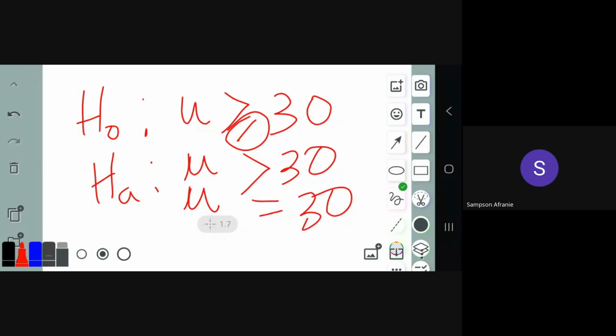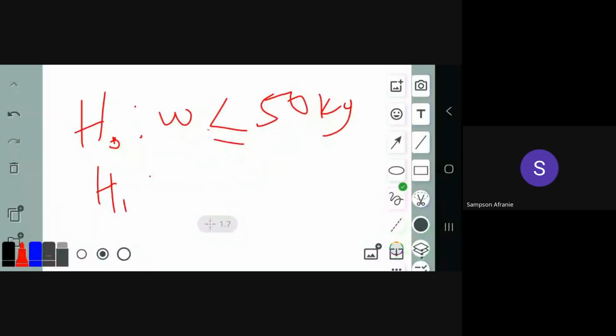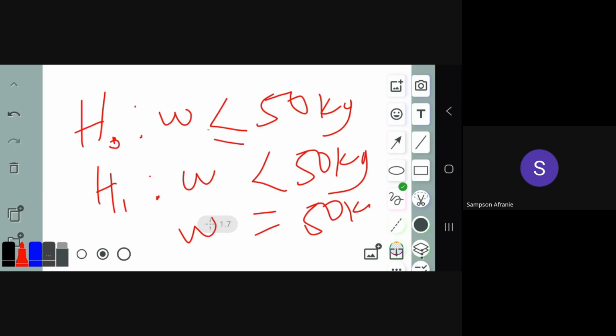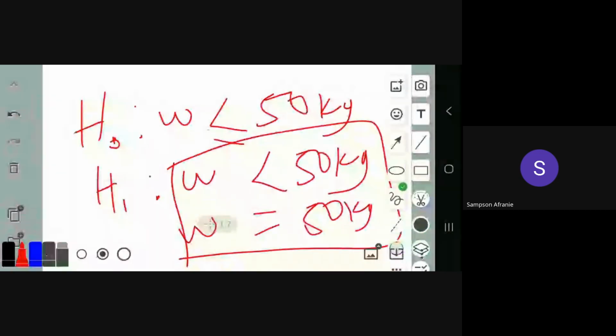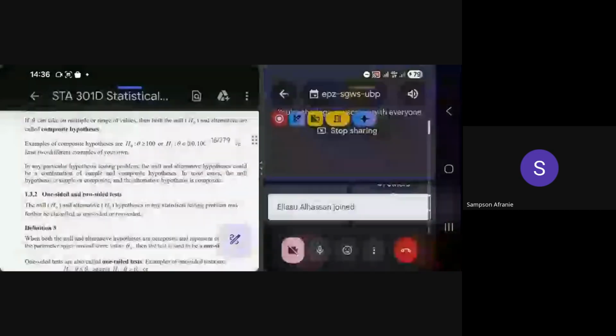Or I went to conduct a test to check the weight of some students. Let me use W for weight. I realized that their weight is greater than or equal to 50 kg. The alternate hypothesis would be that their weight is either greater than 50 kg or equal to 50 kg. So I'm going to get more than one parameter, which is different from where it gave me a single value. So please take note: when I'm getting more than one, it means it's composite.